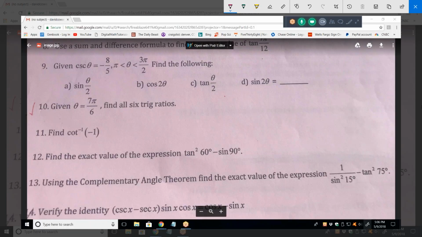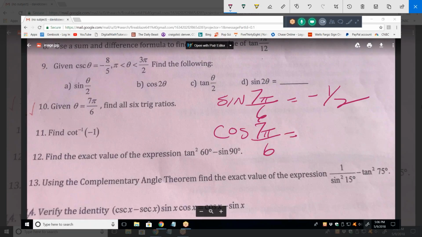Okay. Well, what's the sine of 7 pi over 6? Isn't it negative 1/2? Good. What's cosine of 7 pi over 6? Negative square root 3/2. Tangent. It's the negative 1/2 over negative square root of 3/2, isn't it? The square root of 3 over 3. Yeah. And it's positive.